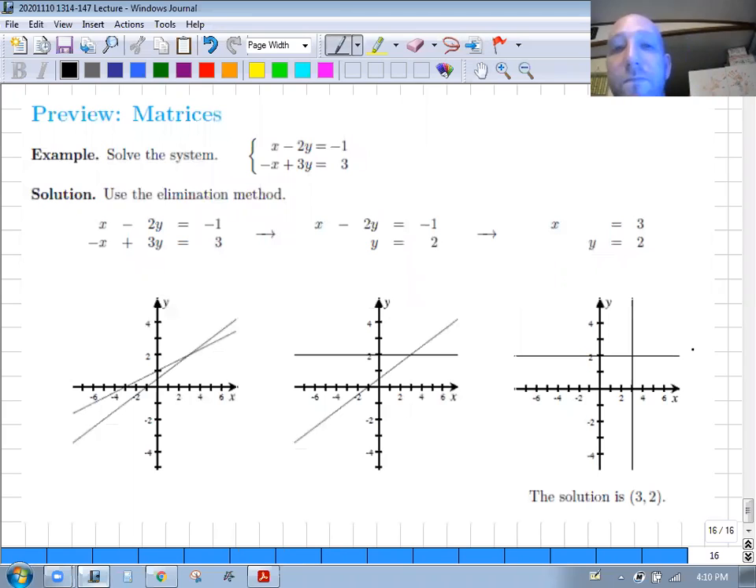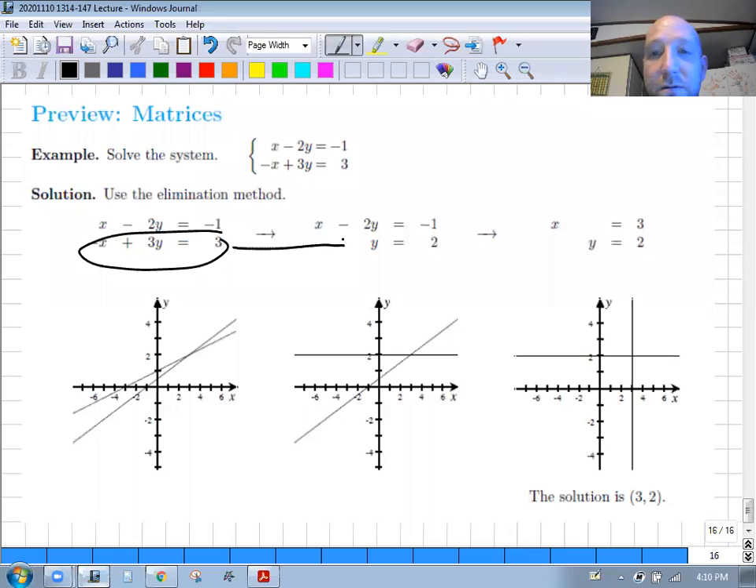Solve the system. Use the elimination method. I don't know what the elimination method is. Let's see if we can figure it out by looking at what they've done. So they wrote the two equations down. They got an arrow. And on the bottom, they rearranged this. They just solved for y, and they found that.